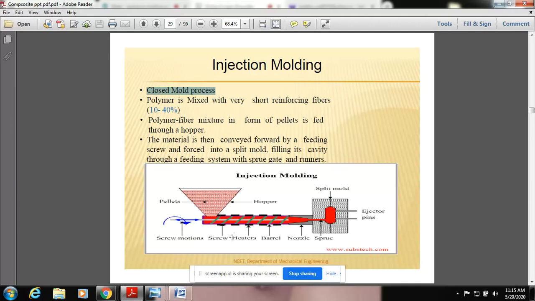Then coming to the heaters. What is the function of the heater? As I told you, the resin here is going to be in a plasma state, a semi-liquid or semi-solid state, right?